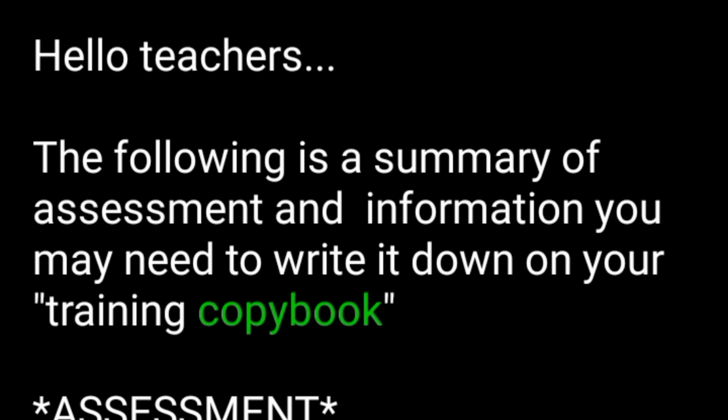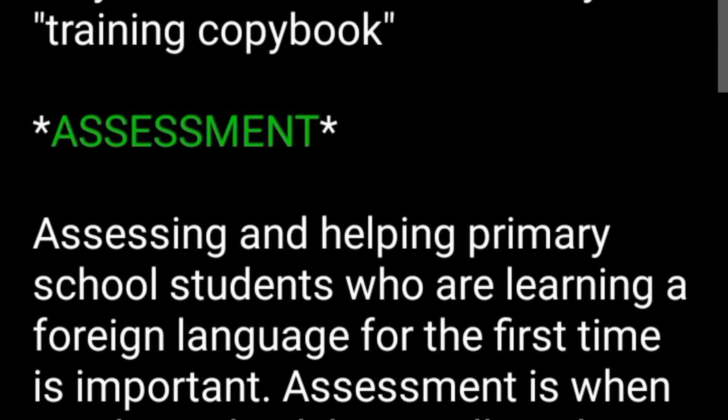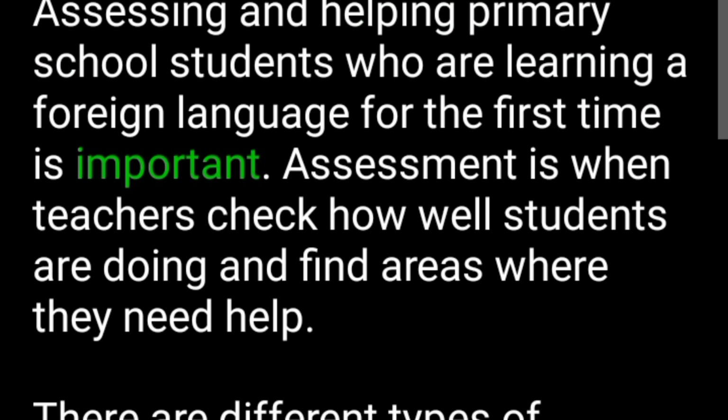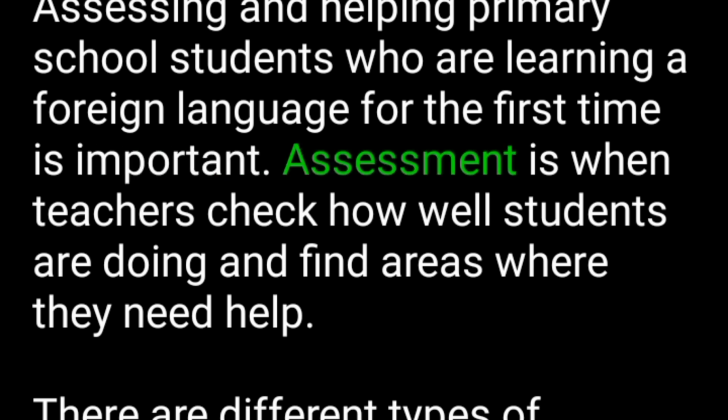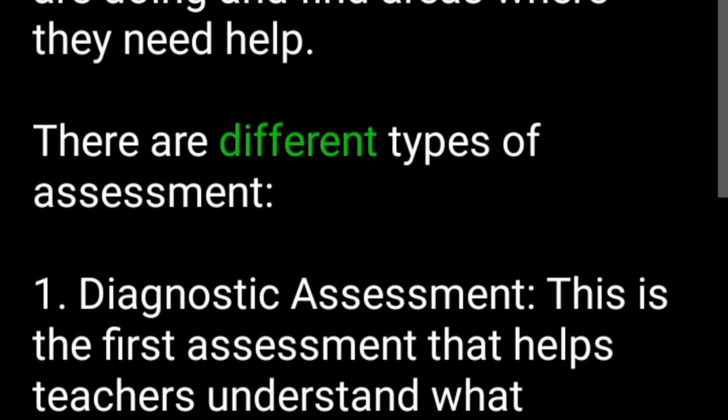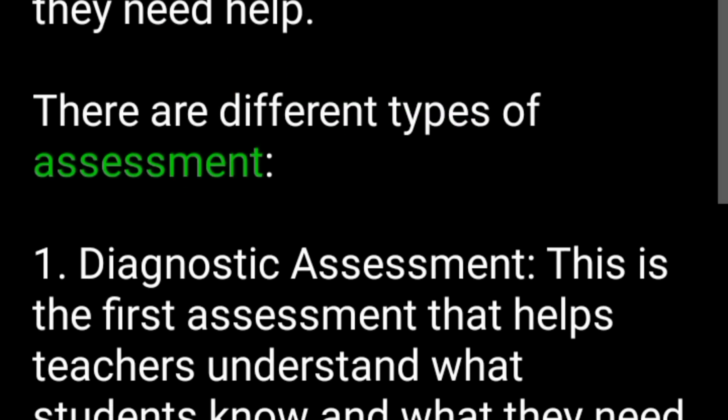Assessment. Assessing and helping primary school students who are learning a foreign language for the first time is important. Assessment is when teachers check how well students are doing and find areas where they need help. There are different types of assessment.